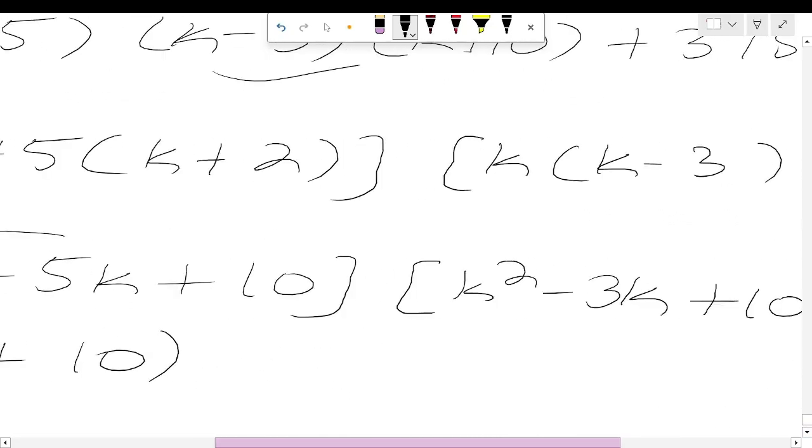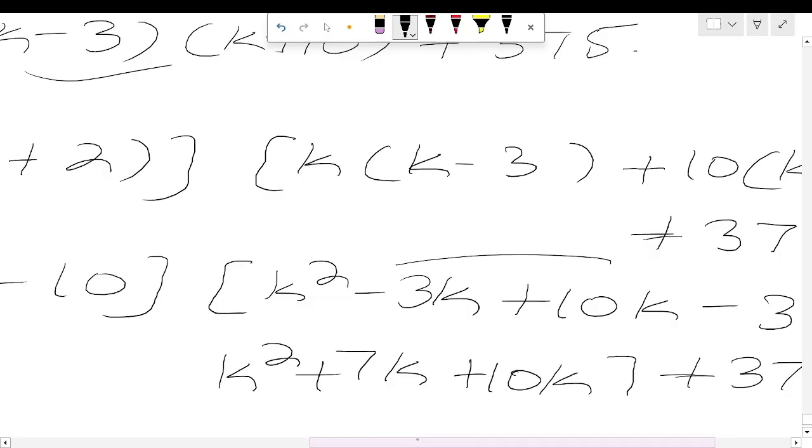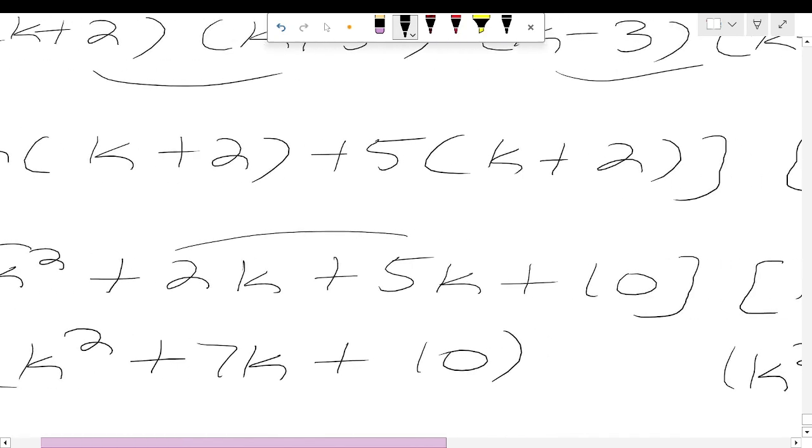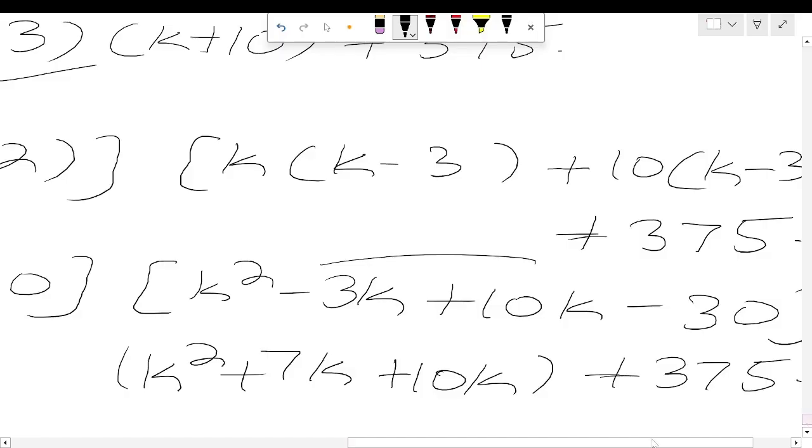Now what will be our second quadratic expression? Okay, so here we have negative 3k plus 10k. So both of these will cancel, and then we will have k square, and then we will have positive 7k, and then I'll have positive 10k here. So I'll just remove the square bracket now, and I use the parenthesis. Okay, now we have two quadratic expressions, and you do not need to forget the 375 at the end.